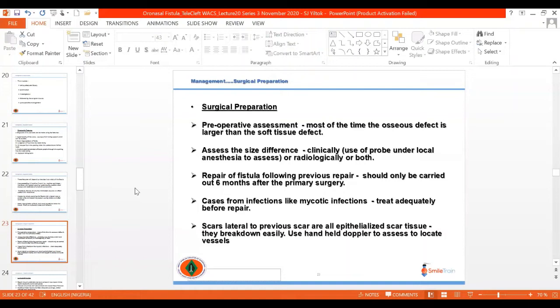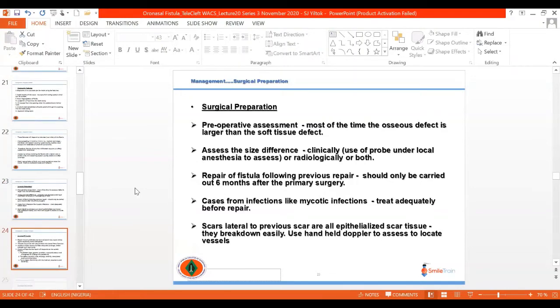One should prepare that if the cause of the fistula is infection, one should treat it adequately. And one should take note that scar tissue beyond the previous incision is just epithelialized scar, and most of the time, if you incorporate it, it tends to break down because it is not normal tissue. If possible, one should assess where the vessel is using a handheld Doppler.